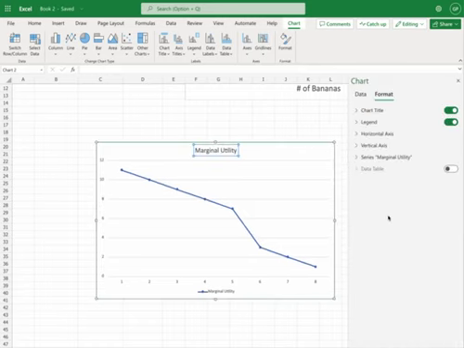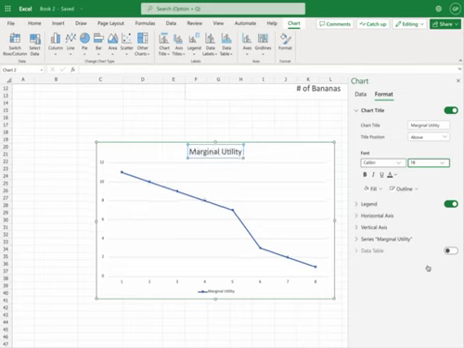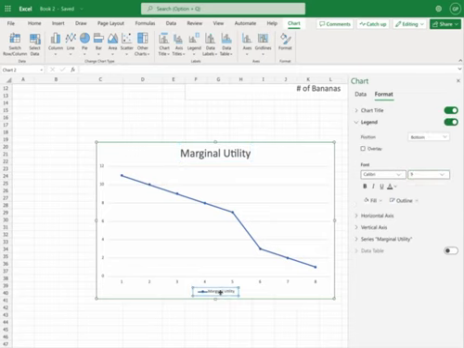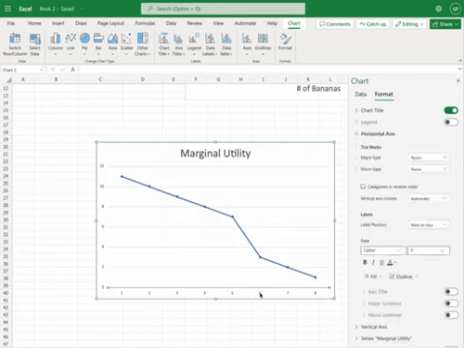Go in here, take the chart title, change the font. I made it a little bit bigger because it was the title. We don't need the legend. Again, in general, you only use the legend if you've got multiple items on here. For example, if this was a supply and demand graph, because you have supply and demand, you would have a legend to distinguish between supply and demand. So we really don't need that. Let's delete that.